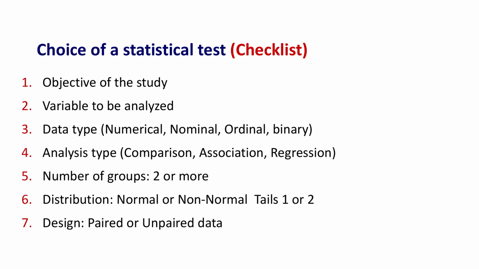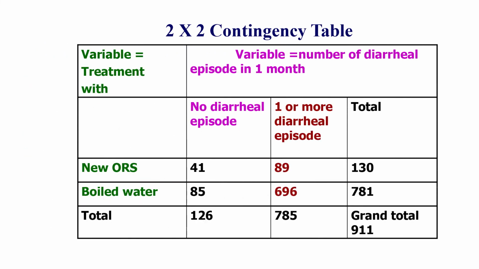So we now have all the things with us. We have understood what is what. And then we have to go back to the table and select the test. You have to make such a table now: new ORS, boiled water, no diarrheal episode or diarrheal episode. Now the values which we have seen in this example are 31.5% and 10.9%. But you will be surprised that these values are not reflected in this table anywhere. The 130 and 781 patients are seen, but the values which we have seen in the problem are not seen here.